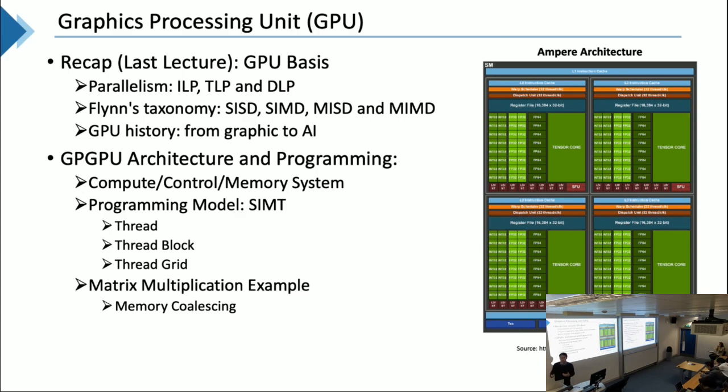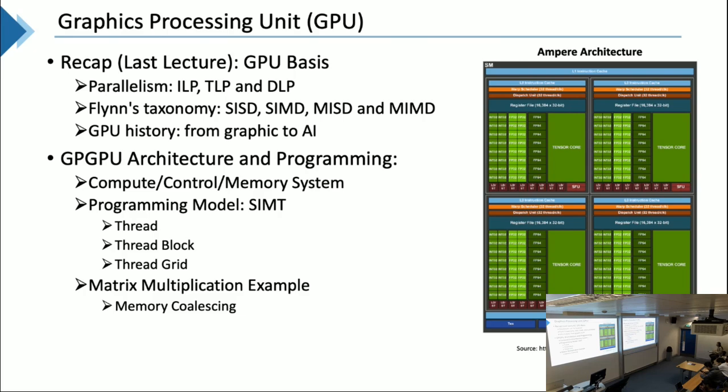Then we briefly introduced the history of GPU. GPU was invented at the beginning as a graphics accelerator. You can see the 5-stage pipeline of rendering; that was the original purpose of GPU. Later on, up to the turning point of AlexNet, which was trained on NVIDIA GPU, NVIDIA tried to put more and more AI compute resources on their GPU.